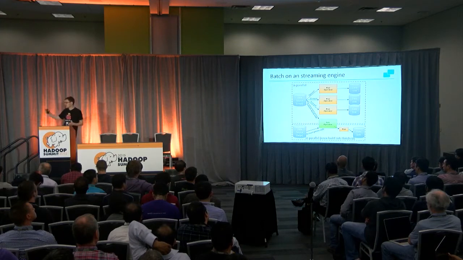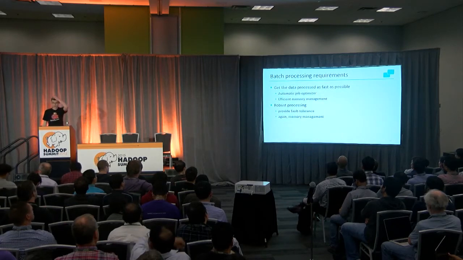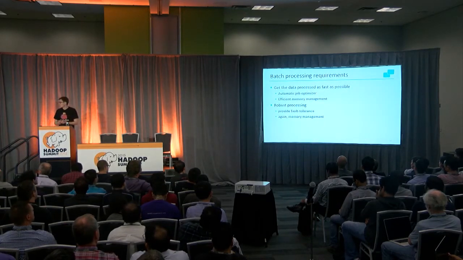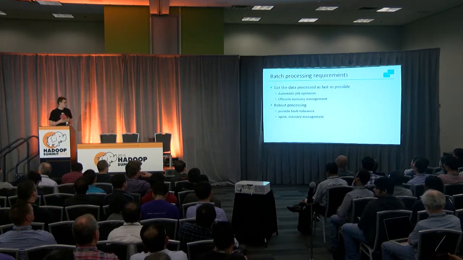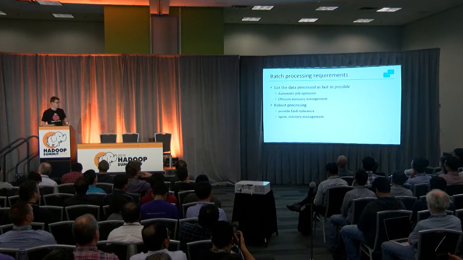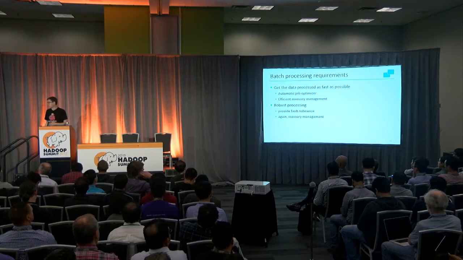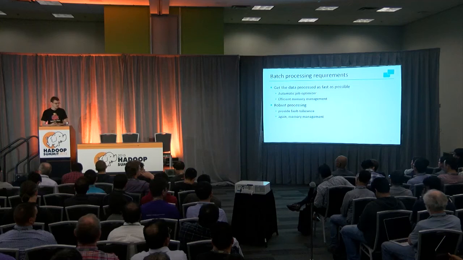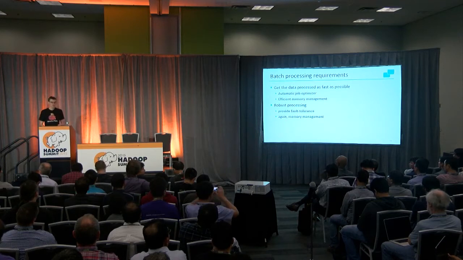So for processing batch, you have a few requirements. You want to get your data processed as fast as possible. You want to use all the resources that you have. And for that, we have this automated job optimizer, which will come up with the best execution strategy. And we have built-in memory management. So the system is not relying on the JVM heap, we're doing it ourselves. Also, you want to have robust processing, so you don't want your job that has been running for 10 hours to fail in the last hour. Again, we achieve this by fault tolerance and memory management.